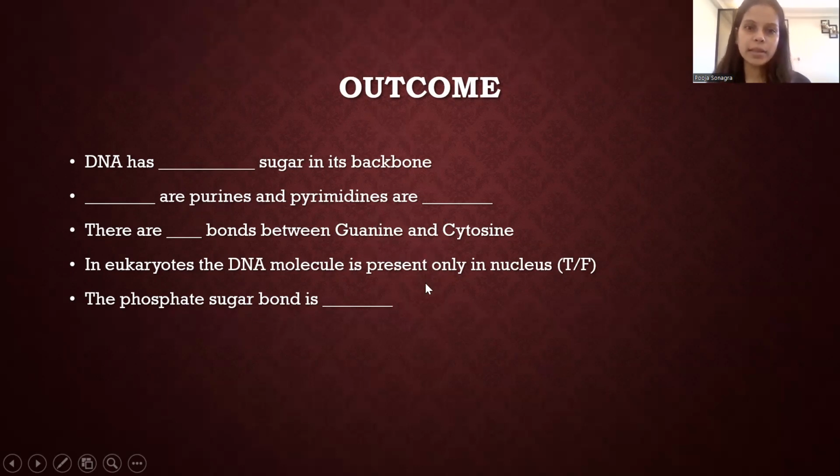And this one is a very simple one, but still: in eukaryotes, the DNA molecule is present only in the nucleus. Whether it is true or false. And the last one is the phosphate sugar bond which is present. What exactly is it?